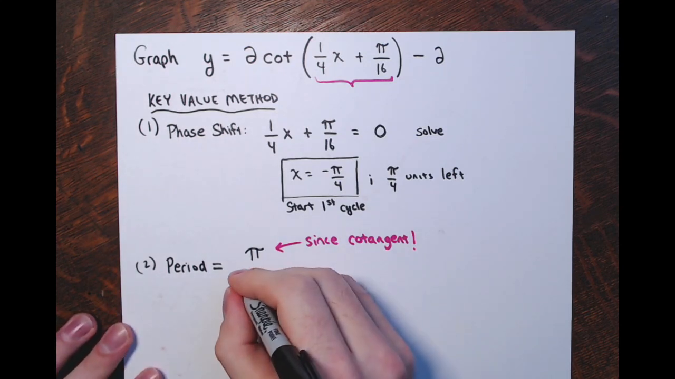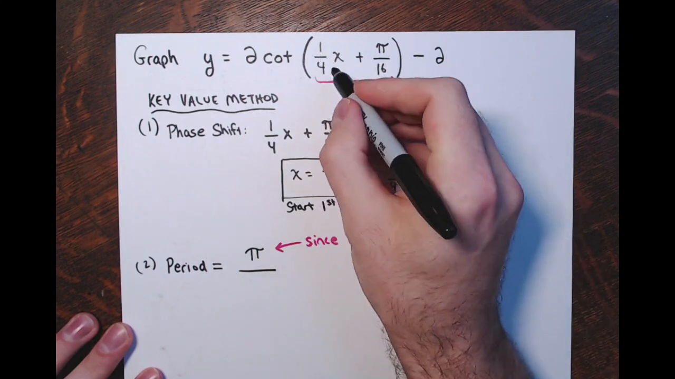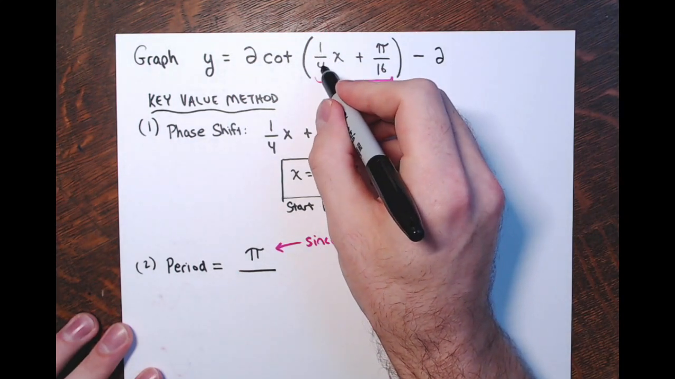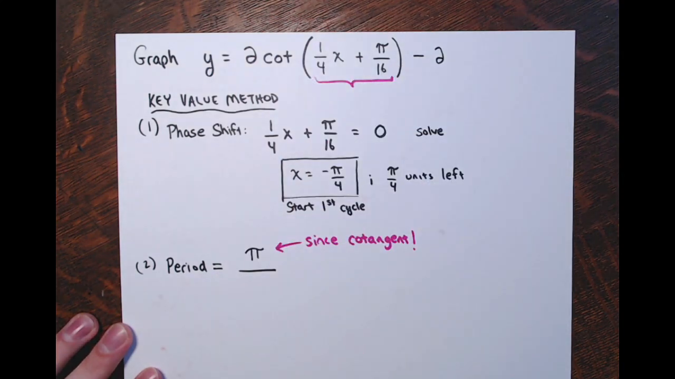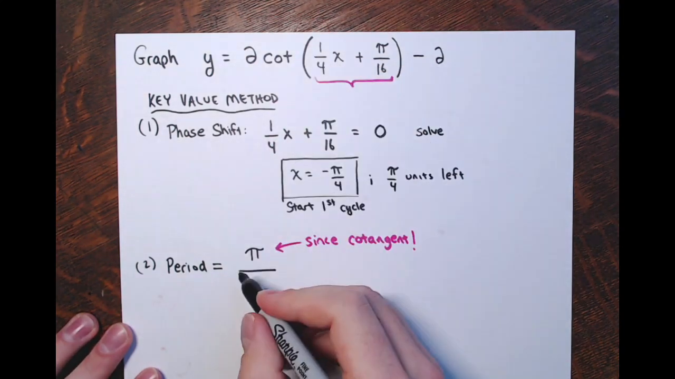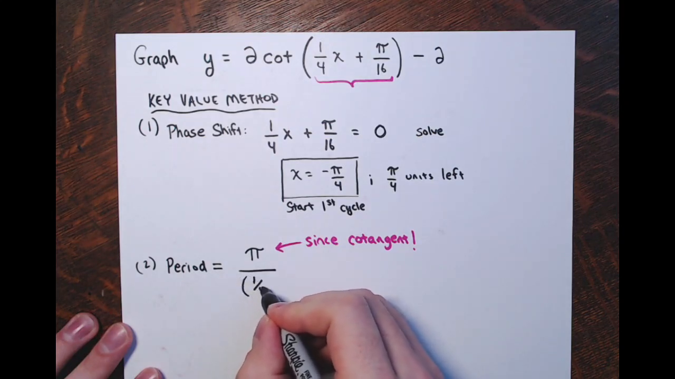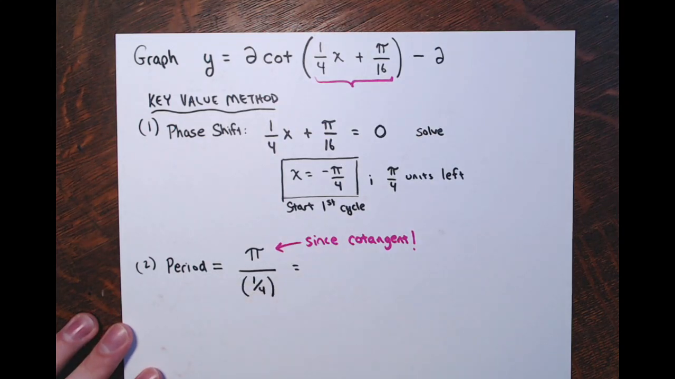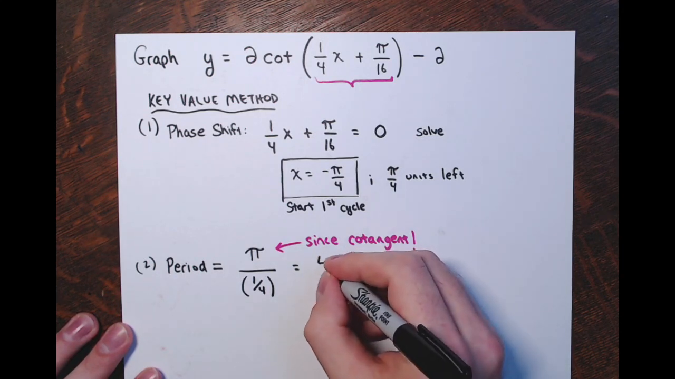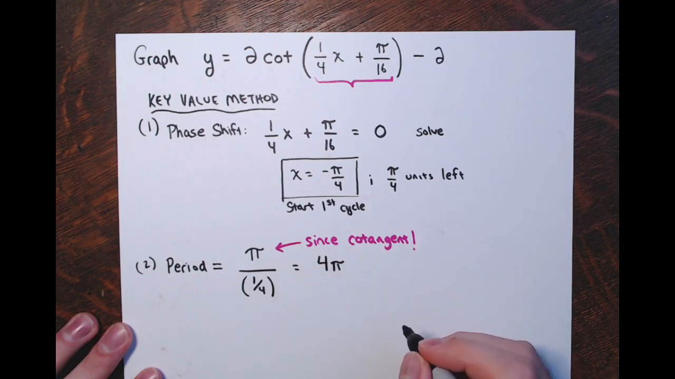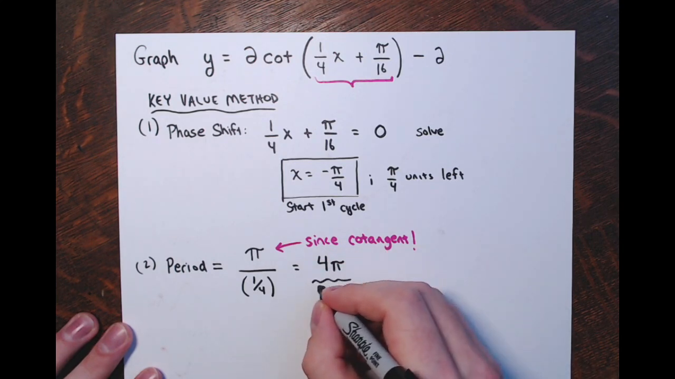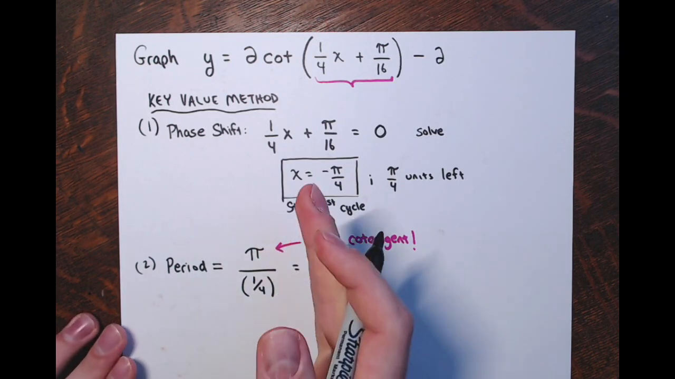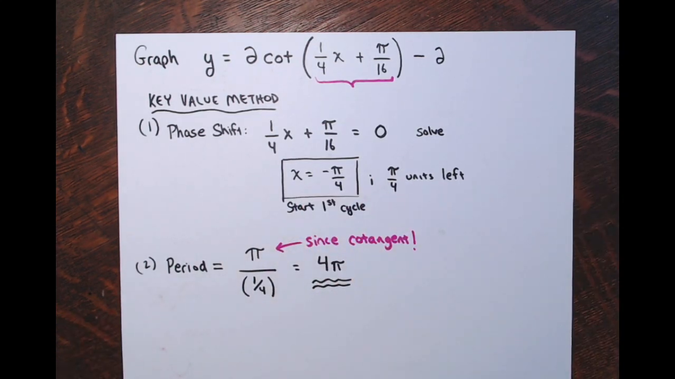And then this gets divided by the number times the x. Remember that number, if it is a negative number, make it positive, because your period should be a positive value. So divided by 1/4. All right, so pi divided by 1/4 is the same thing as pi times 4. So the period is 4 pi. From the beginning of my first cycle to the end of my first cycle should be a distance of 4 pi radians.